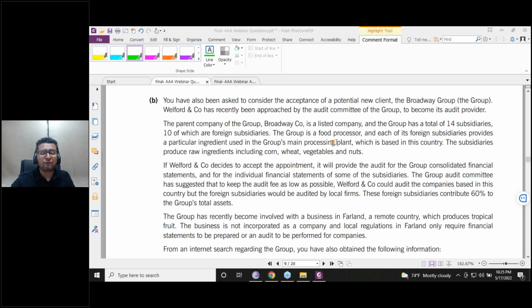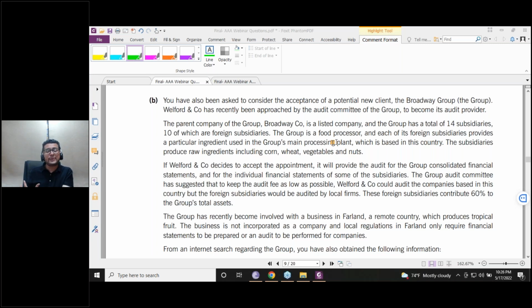Ten of which are foreign subsidiaries. So out of 14 subsidiaries, 10 are foreign. We need to evaluate whether we have the competence and resources to handle the foreign subsidiaries as well. Keep that in mind. The group is a food processor, and each of its foreign subsidiaries provides a particular ingredient used in the group's main processing plant, which is based in this country. The subsidiaries produce raw ingredients including corn, wheat, vegetables, and nuts. So this is a specialized kind of client. We need to consider whether we have the competence to handle it, because all those subsidiaries are relevant to agriculture. Do we have the resources to handle agriculture-based clients?